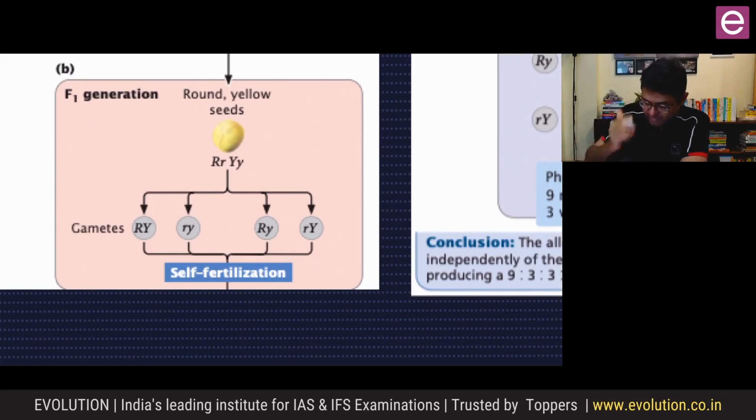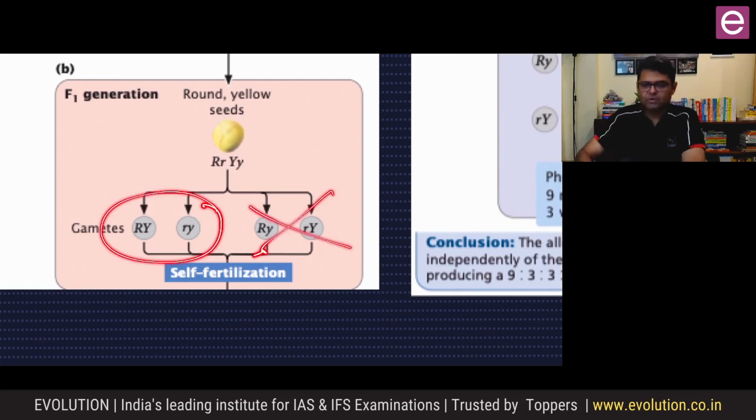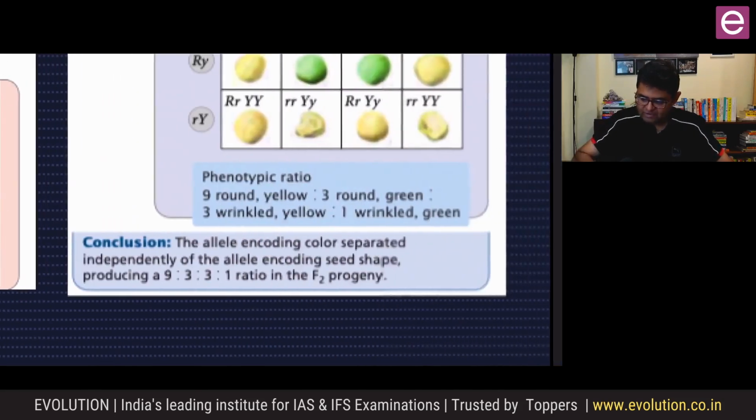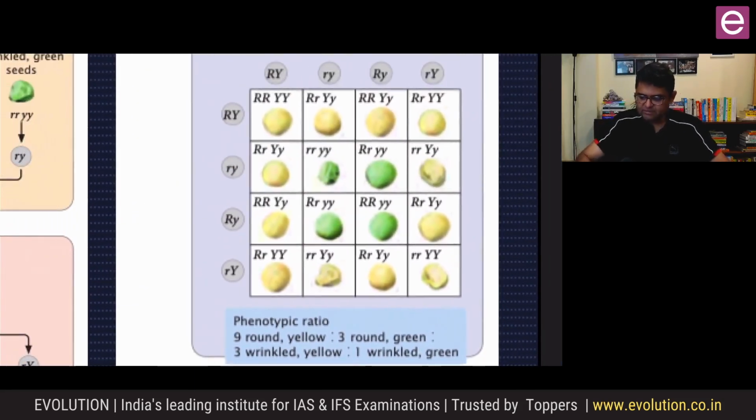Otherwise, what would have happened? Only these two types of gamete would have formed and these two types of gamete would not have formed, right? But since this kind of gamete could form, which was not there in any parent, it means R and Y segregation have nothing to do with each other. So in any gamete, any combination can be present, and that you can see here also, recessive R and dominant Y. And when you carry out self-fertilization, this big Punnett square is there.